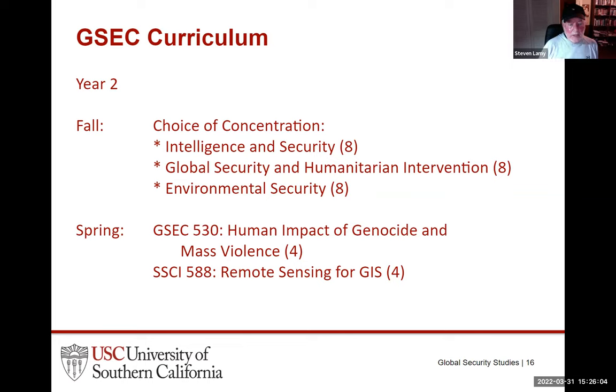And then in the spring, the final semester is an end course, Human Impact of Genocide and Mass Violence, and a Remote Sensing for GIS course. And in that case, there's not a final exam, but there is a policy paper or policy position paper that is essentially an MA thesis in that particular case, but not in a traditional sense. It's very policy oriented.